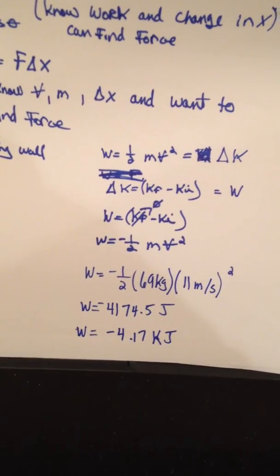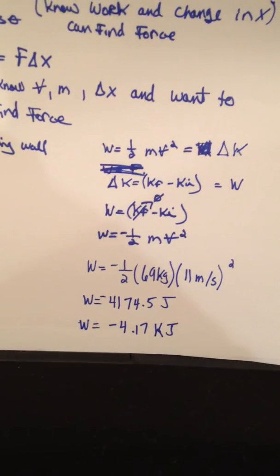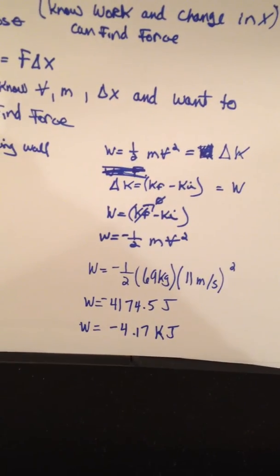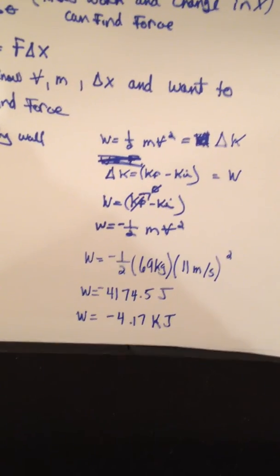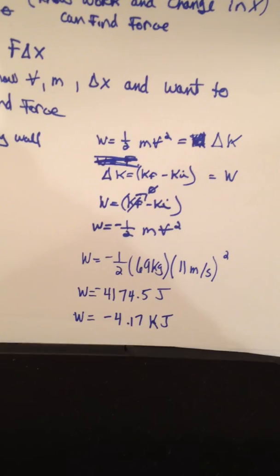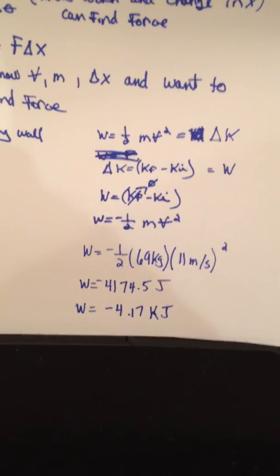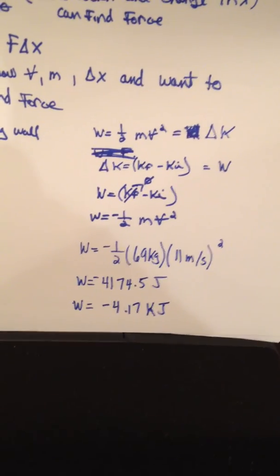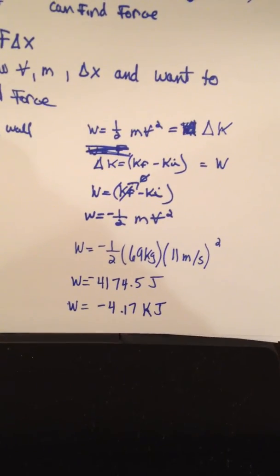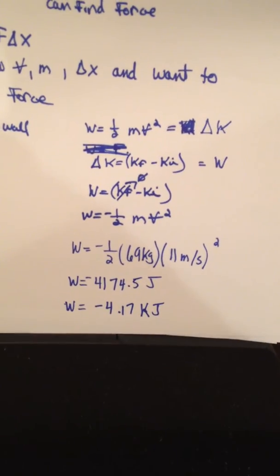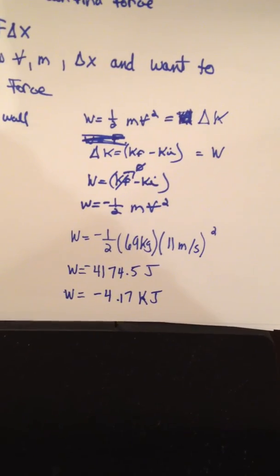So that goes to 0. So that leaves us negative K initial, which our initial velocity again was 11 meters per second and our mass was 69 kilograms. So we can go ahead and plug those values in, solve, and then we're going to come out with 4174.5 kilogram meters per second squared, which is going to be a joule. Then we have negative 4174.5 joules.